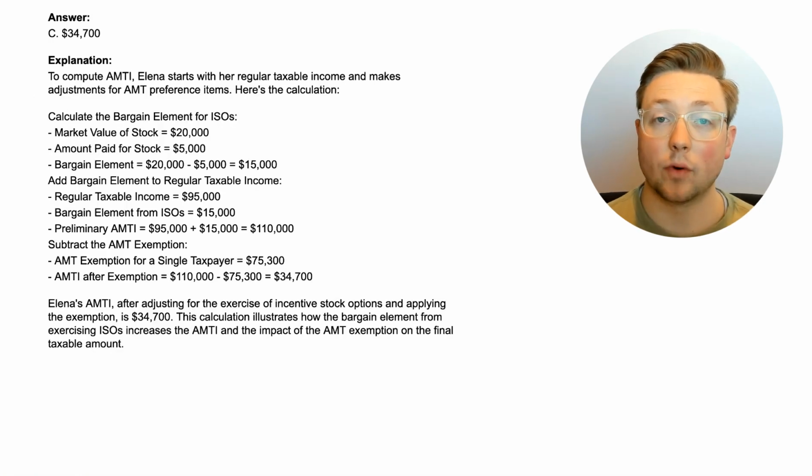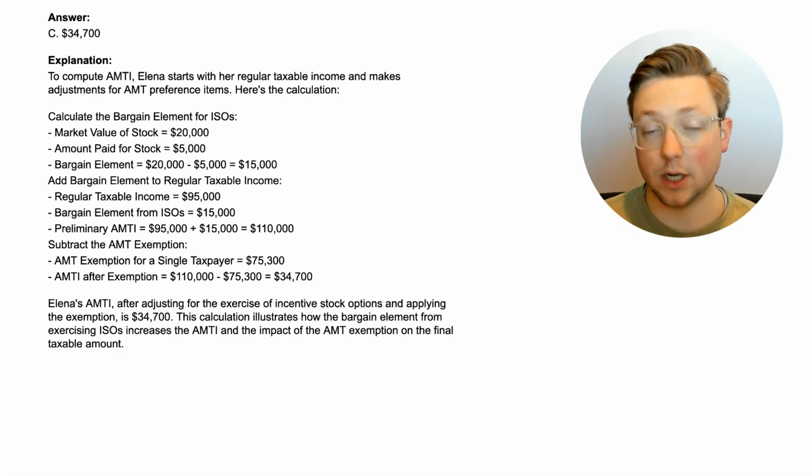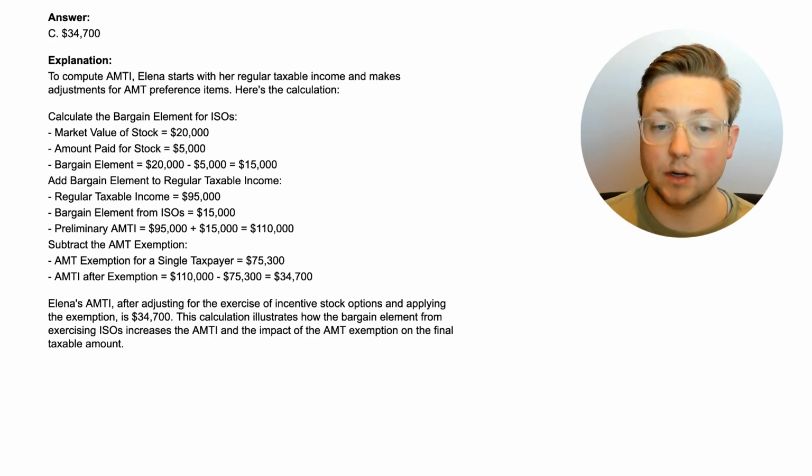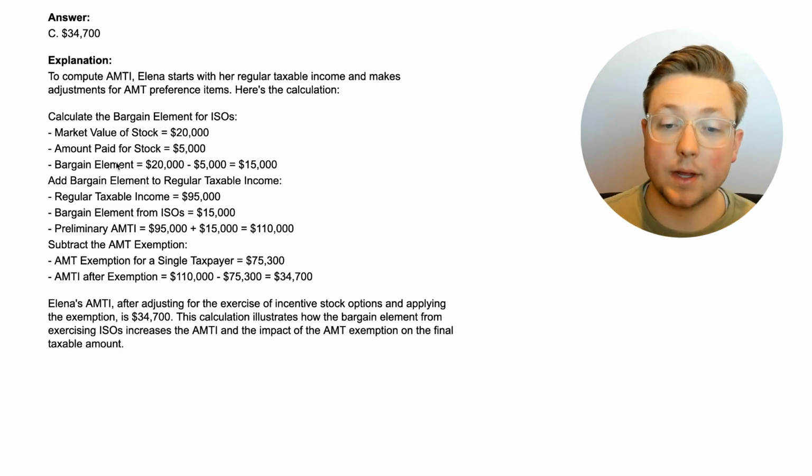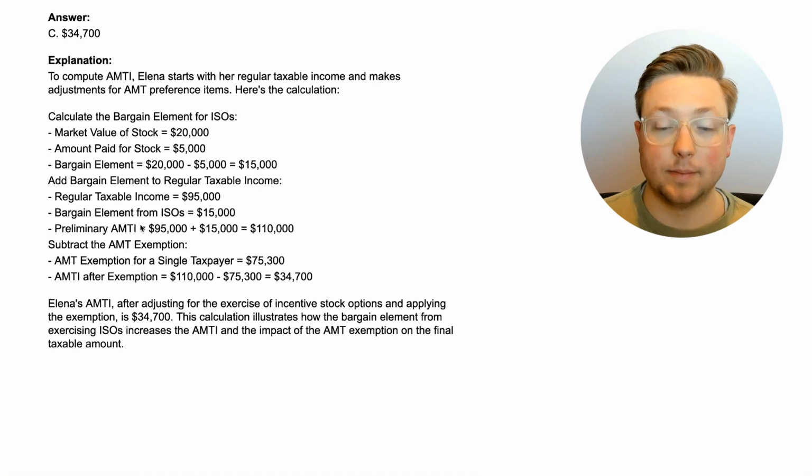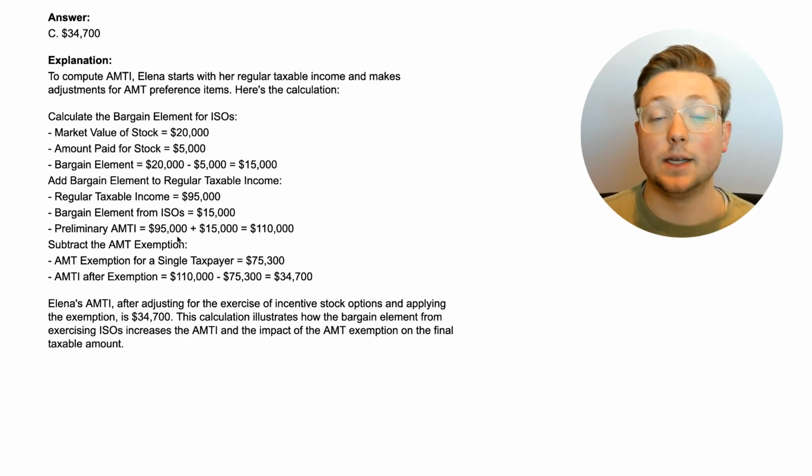Okay, the answer is $34,700. So to compute AMTI, we start with her regular taxable income, and then we make the adjustments that we talked about in the previous question. So ISOs are one of those things. You take the market value of the stock and you subtract the amount that was paid for the stock, and that gives you the bargain element or the spread for the ISO, and you add that back to get the AMTI. And then you subtract the AMT exemption.